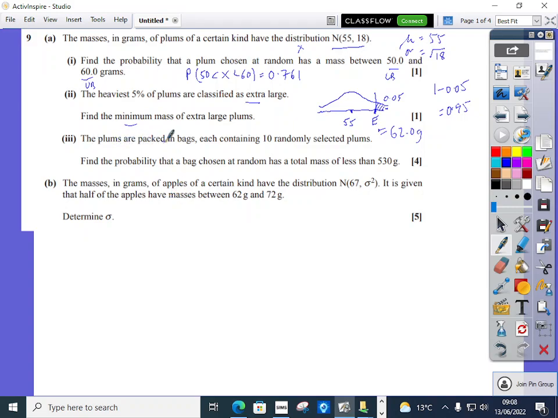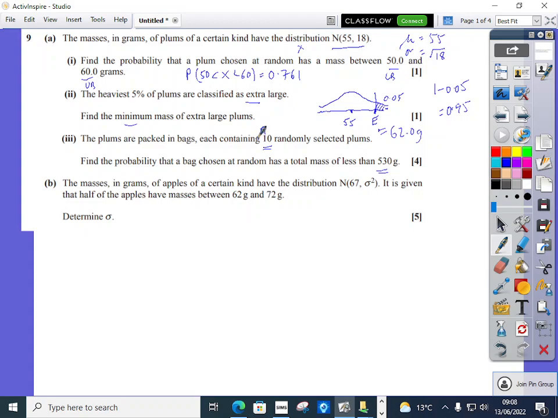Now it goes here, the plums are packed in bags, each containing 10 randomly selected plums. And it goes here, find the probability that in a bag chosen at random, the total mass is less than that. Now there's a couple of ways of doing this. I think the best way to do this is, because this is our random sample, we can use it as a sampling rather than the total. But there are 2 ways of doing this. I'll show you both. We'll see how it goes, and if you want to see the other way, I'll show you that.